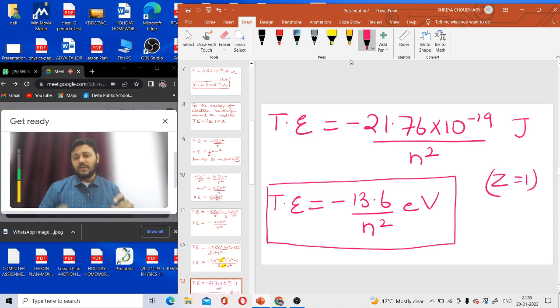This is the total energy of the electron when it is revolving around the nucleus, in terms of electron volt. And in terms of joule, this is the answer that you are watching on the screen: minus 21.76 × 10⁻¹⁹ upon n².